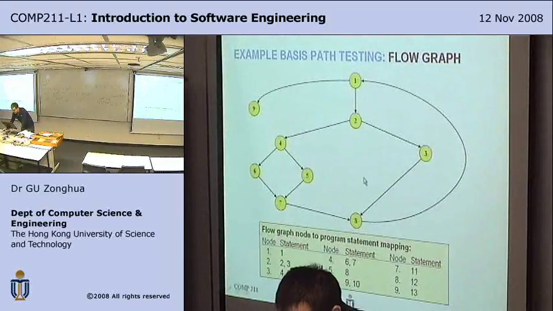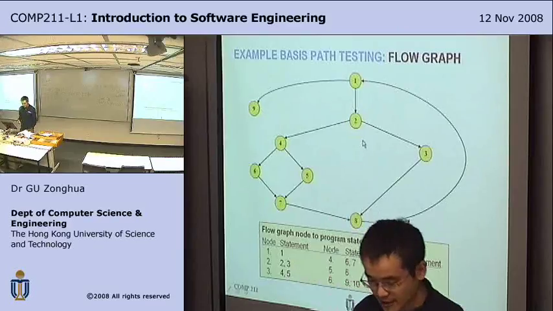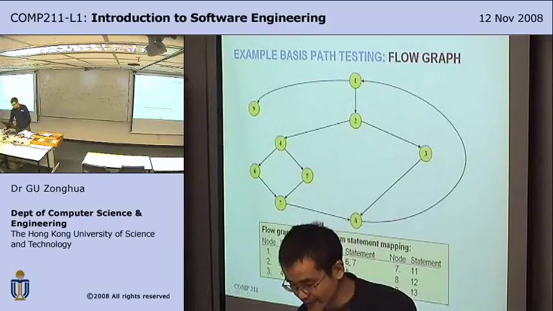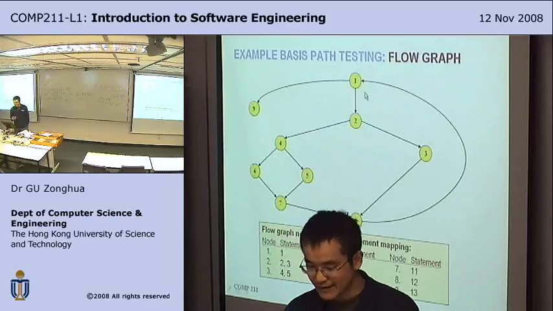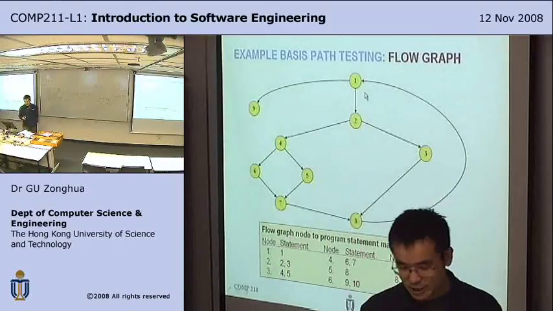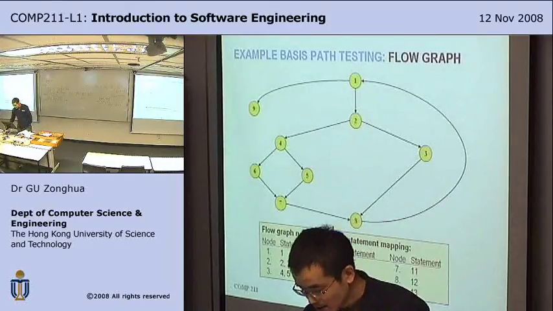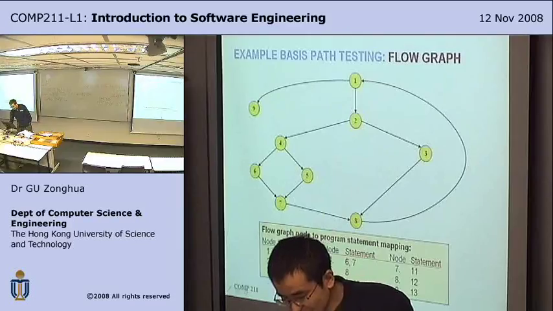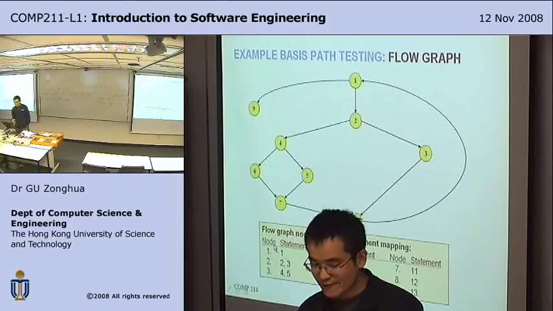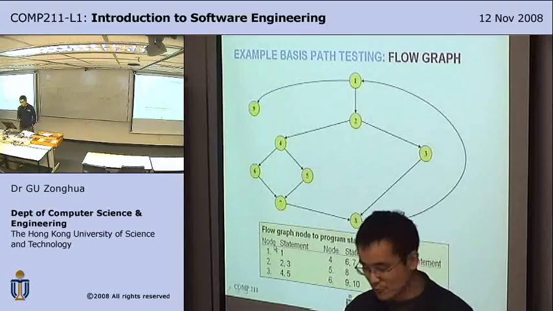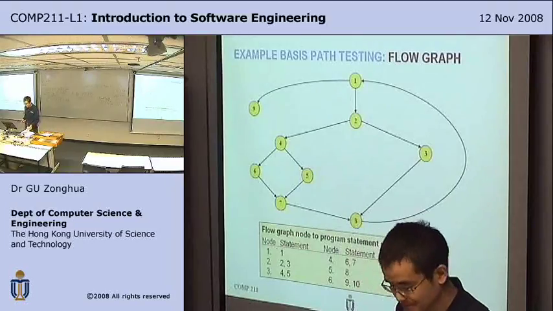So here's the flow graph after grouping the activity diagram nodes together. Now it's really a high-level skeleton that shows the control flow only. Here's the flow graph node to program statement mapping. Each flow graph node corresponds to one or more statements.